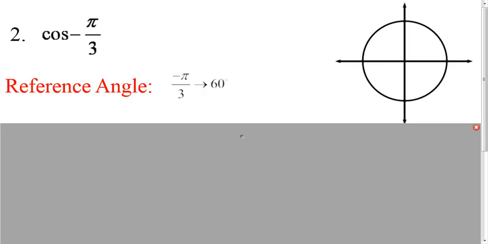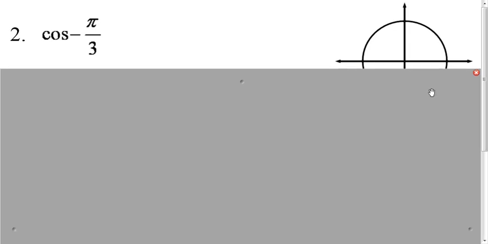Let's try another. Here we want to find the cosine of negative pi over 3. Again, we're going to ask ourselves, well, what clues do we have? We know pi over 3 is a 60-degree reference, and so we want to think, well, what quadrant would that be in? Since it's negative, we know we're going to have to count clockwise. So that would bring us into that 4th quadrant.